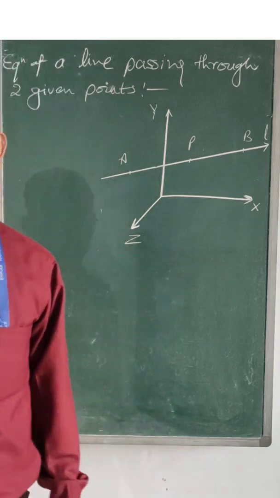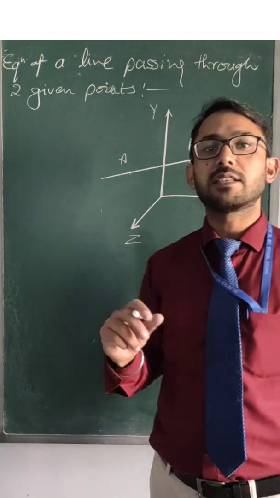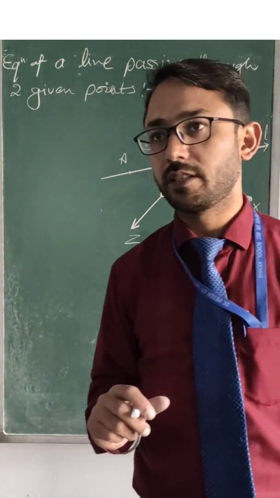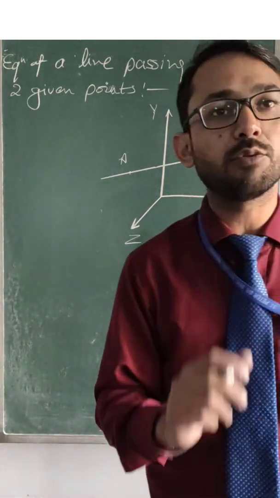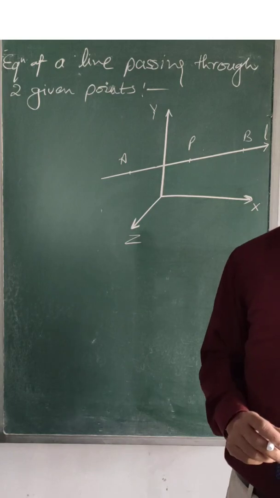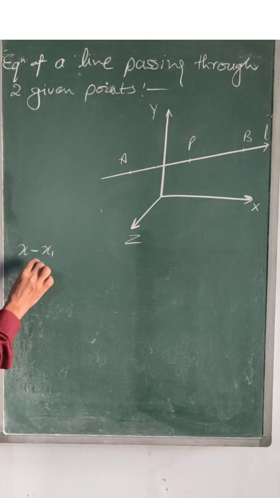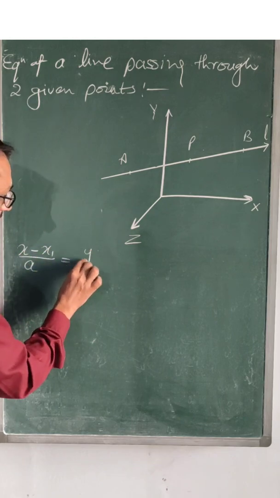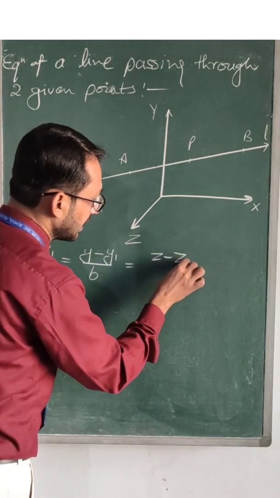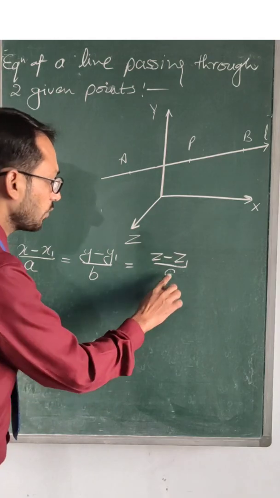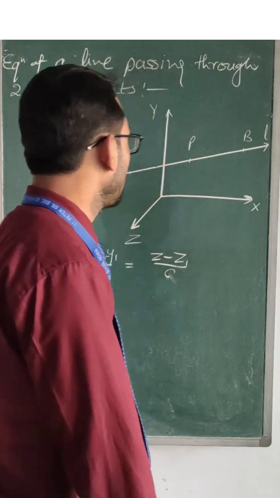Today we are going to start our next topic, finding the equation of a line passing through two given points. Yesterday we did the topic equation of a line passing through a point and parallel to a given vector. Hope you remember the equation of that line. It was (x minus x1)/a equals (y minus y1)/b equals (z minus z1)/c. This was the equation of a line passing through a point and parallel to a given vector. So this we know very well.